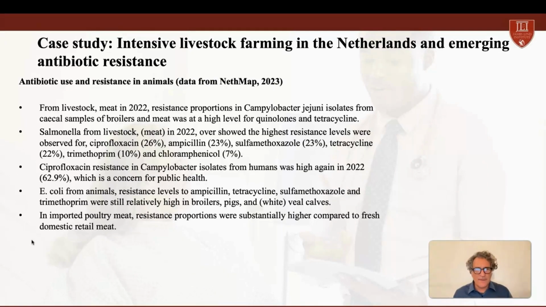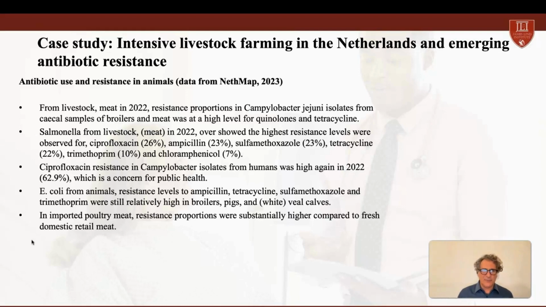Now let's have a look at the antibiotics that in the Netherlands are used in animals, especially livestock. This research is very important and you're going to read it, because you will find all the data and how they treat this data, and it's much easier to understand these case studies. They found that there is a resistance proportion in the Campylobacter jejuni isolates from the cecal samples of broilers and so on.